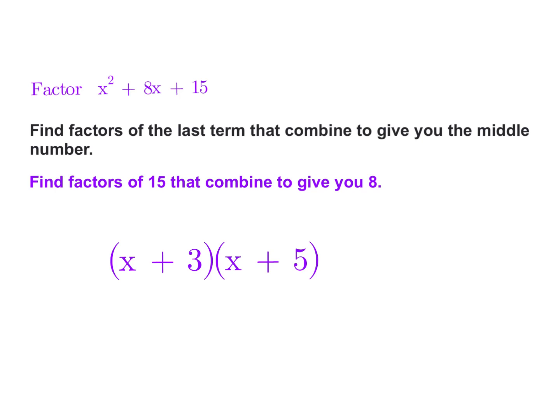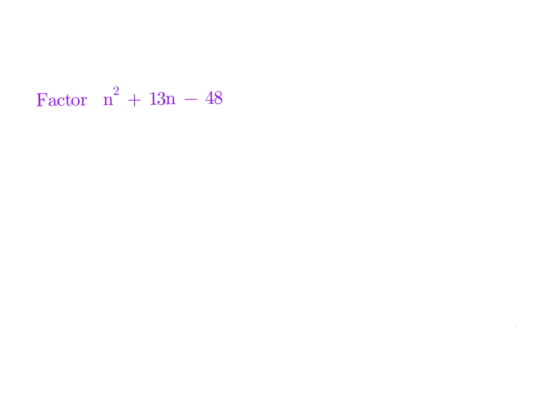Let's look at another example that's a little trickier, but still not that difficult. This is still a leading 1. I've got my descending order: n squared, n, constant, coefficient 1. I threw a negative in there to make it a little more challenging, so go ahead and write that one down and try to factor that one.